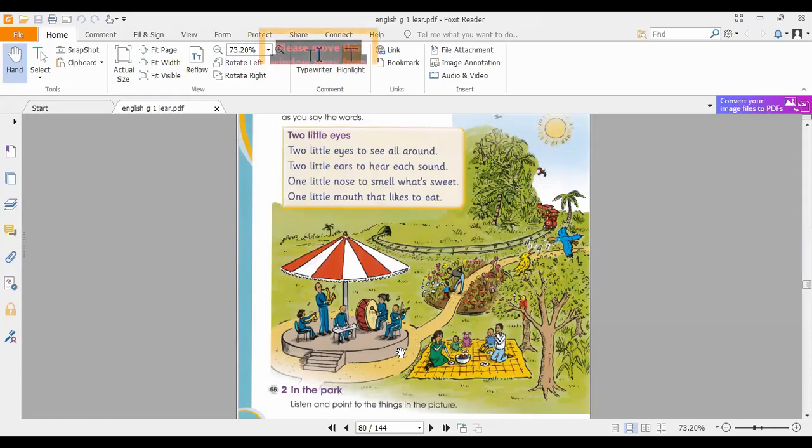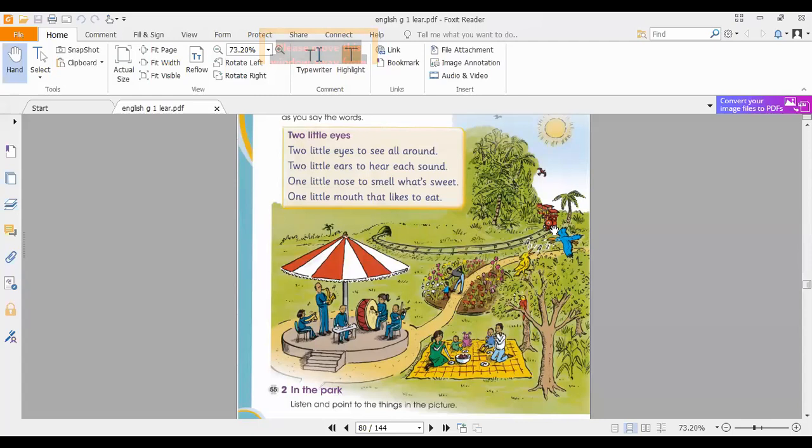In the meanwhile, a train is passing by the park. Look, this is the train, and its sound is very loud. The sound of the train is very loud.